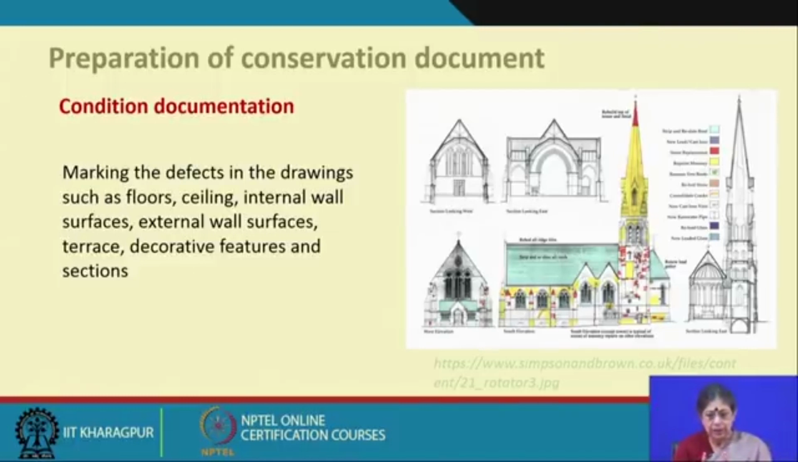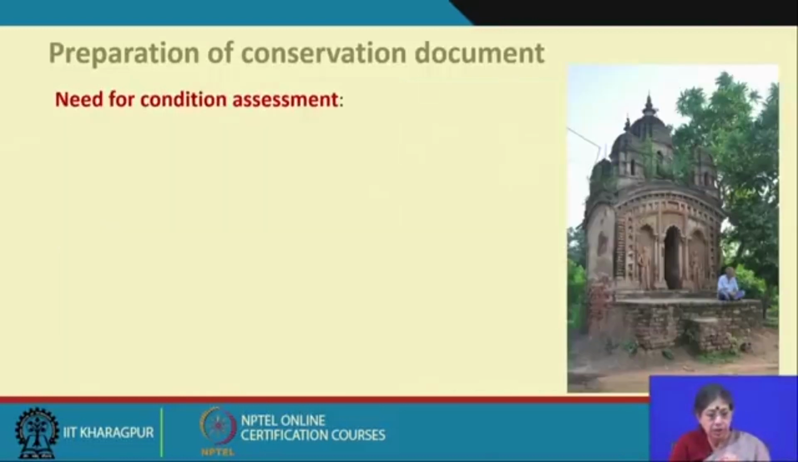As you can see in these images, a different legend has been used to mark different types of damage, decay or replacement of the materials. So, defects are marked in the drawing, such as floor, ceiling, internal wall surfaces, external wall surfaces, decorative features and others, with a detailed legend which has to be prepared depending on the context. This condition mapping forms a very important document before we start intervening within the historic structure.